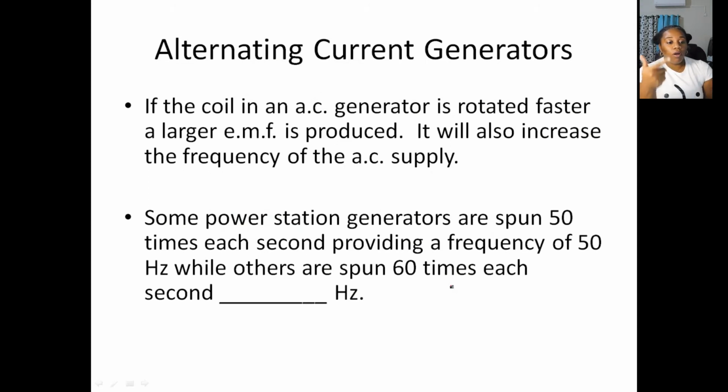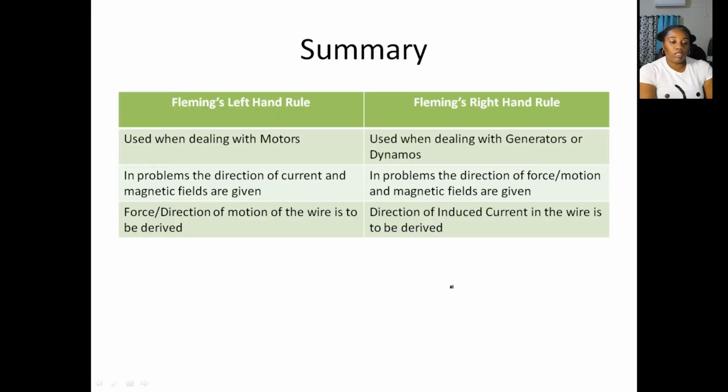So if the coil in an AC generator is rotated faster, a larger EMF is produced. It will also increase the frequency of the AC supply. Some power stations generators are spun 50 times each second, producing a frequency of 50 Hertz. Remember, frequency is per second, right? So that's the amount of cycles done in a second. While others are spun 60 times each, producing 60 Hertz.